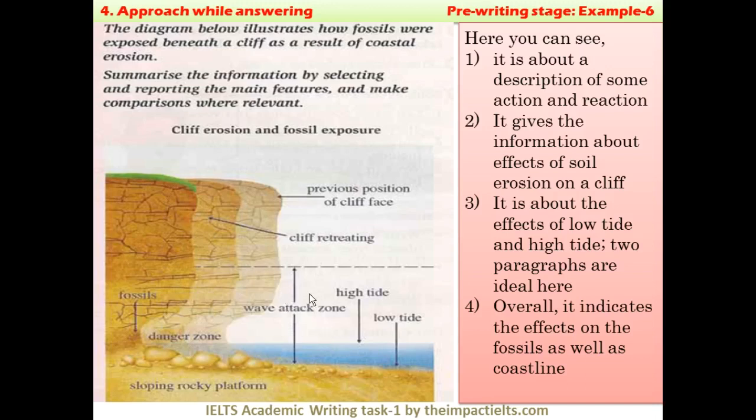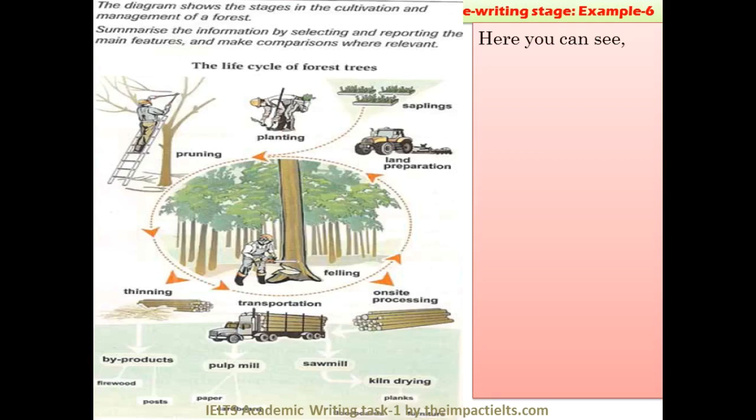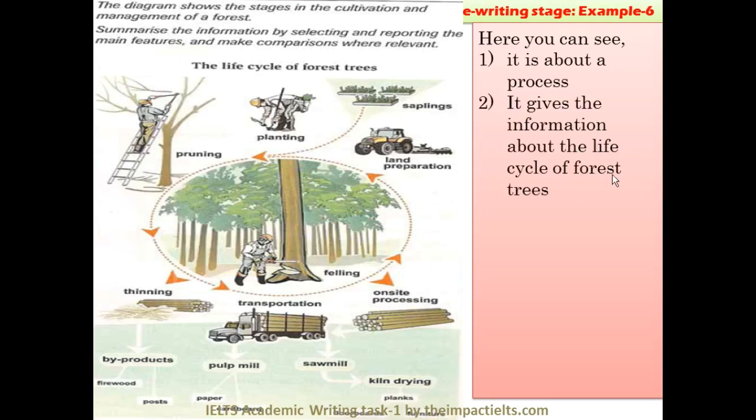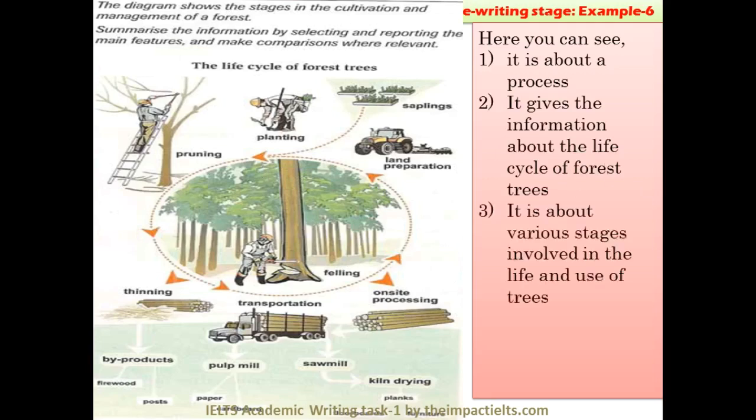In this kind of picture, it's a bit challenging to write down an overview, but then anything you can write down which covers the overall picture. This is a process diagram, you can see. So it's about a process. It's stage one, stage two. So in the first stage, in the second stage, that kind of information. Information about the life cycle of forestry, about various stages involved in the life and use of trees, and it illustrates the entire process. So again, it's very challenging to find the overview, but you need to write it. So it illustrates the entire process, right?